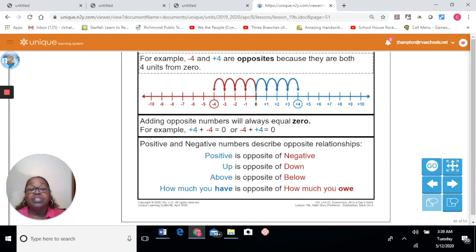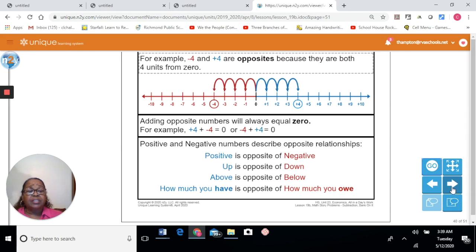Positive and negative numbers describe opposite relationships. Positive is opposite of negative. Up is opposite of down. Above is opposite of below. How much you have is opposite of how much you owe. That is an important concept. Keep that in mind because as we're doing our word problems, when you owe something, that's the opposite of what you have.